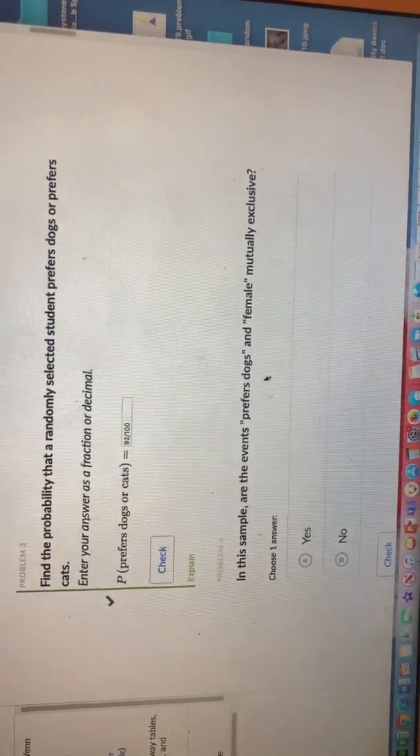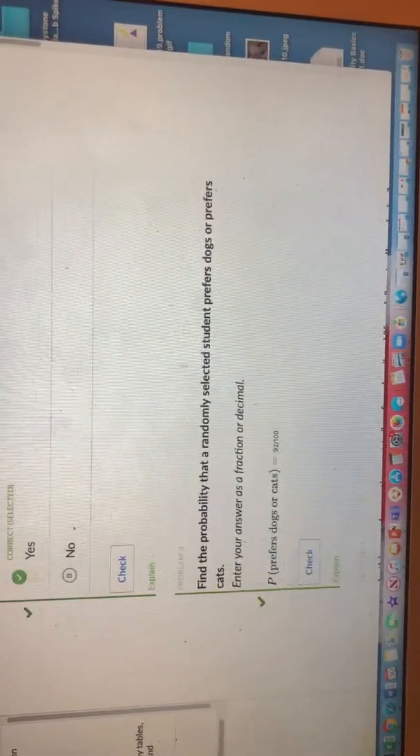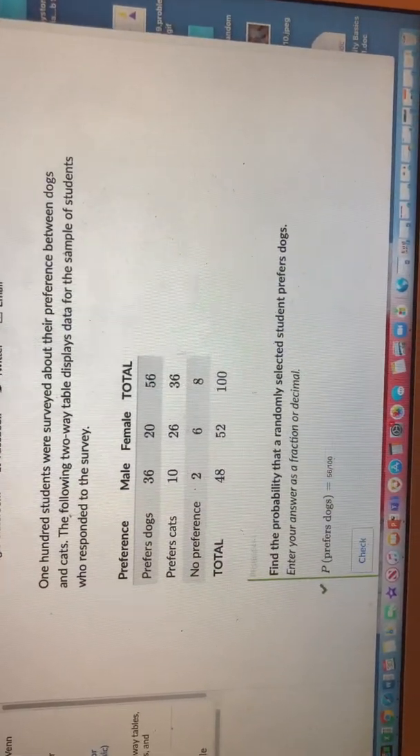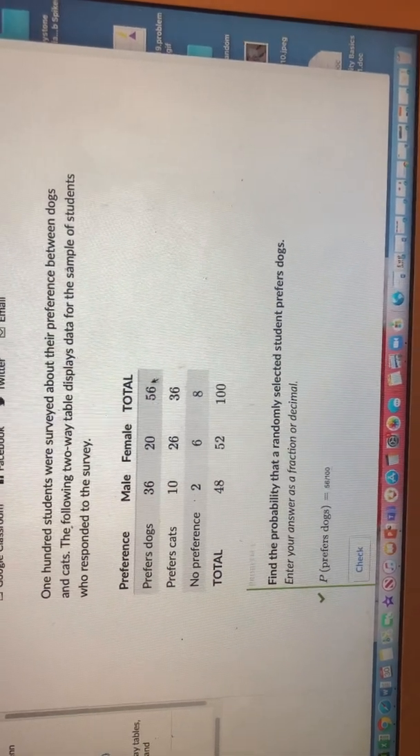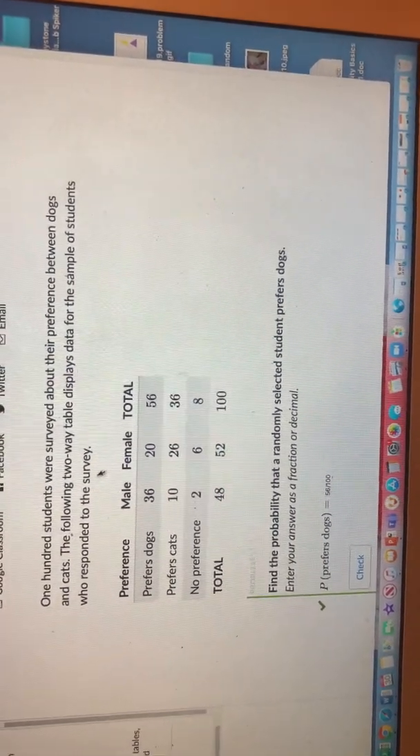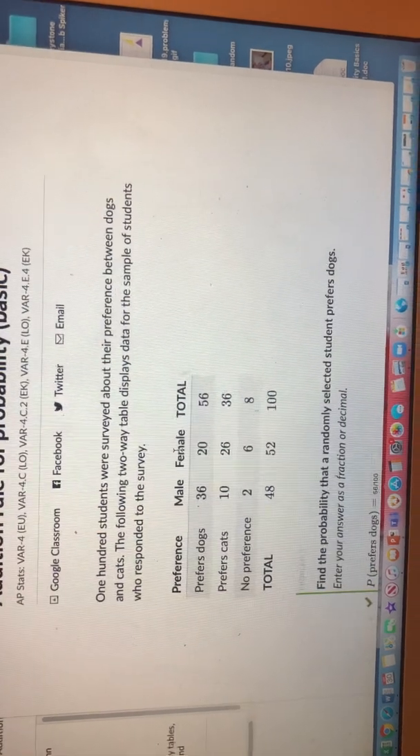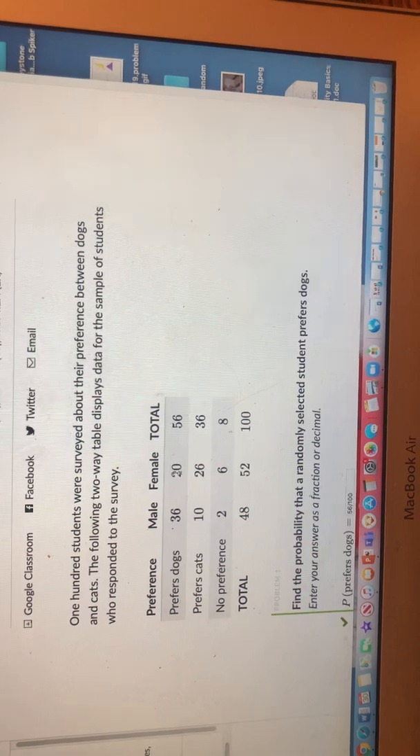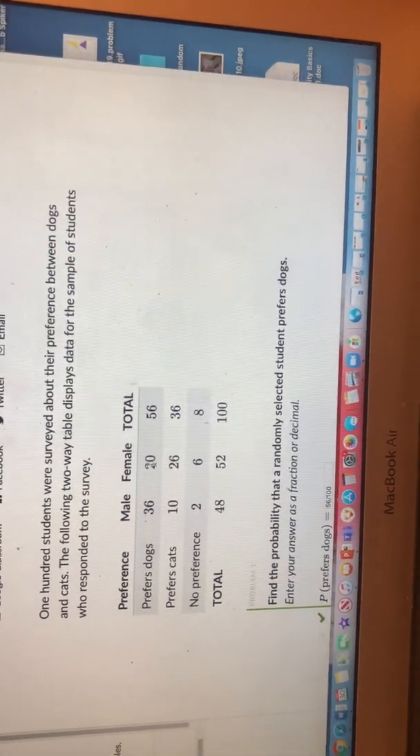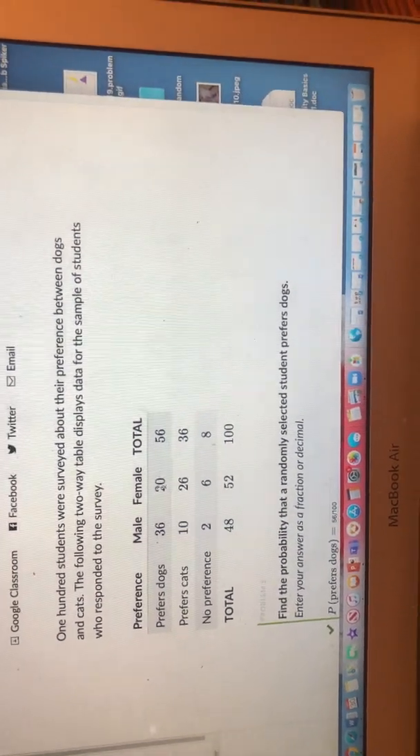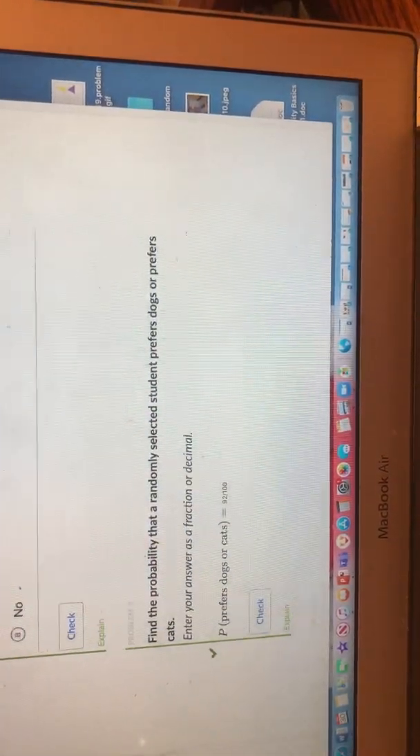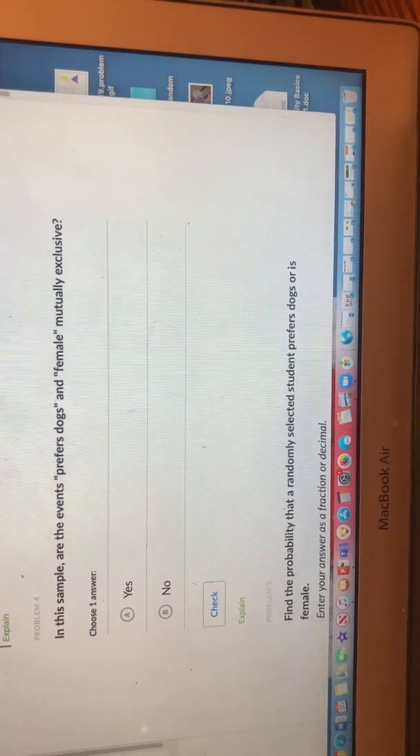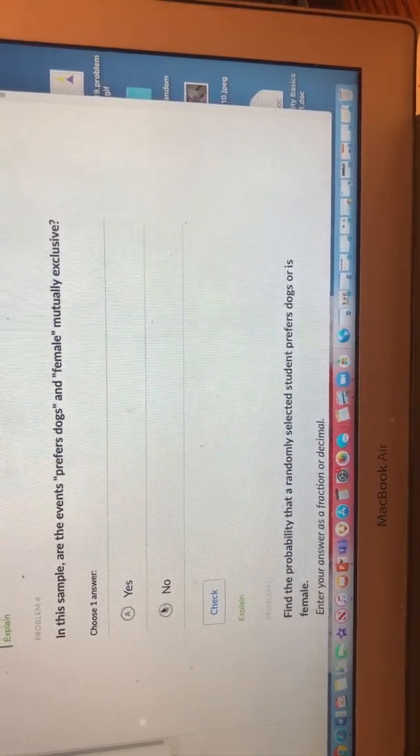Are the events prefers dogs and female mutually exclusive? Okay, back up to my table for a minute. So I can see that when I come across here and then I come down here, my two lines have intersected. They've overlapped on these 20 females. These 20 females preferred dogs, and these 20 females were just that, females. So because there was overlap, these are not mutually exclusive.